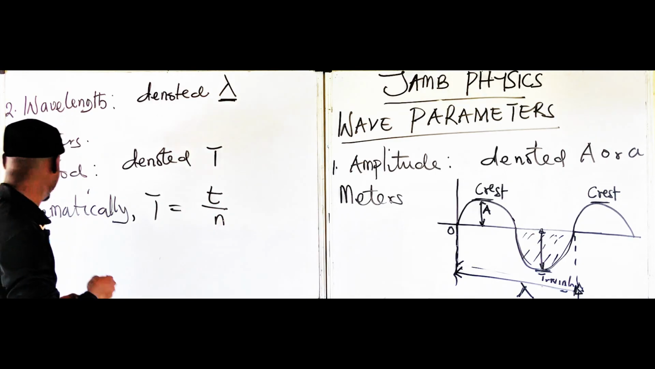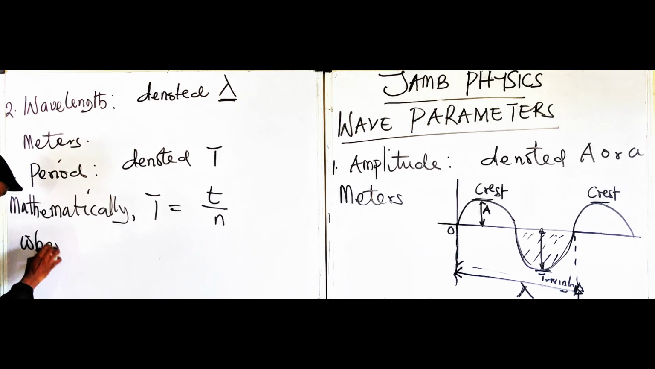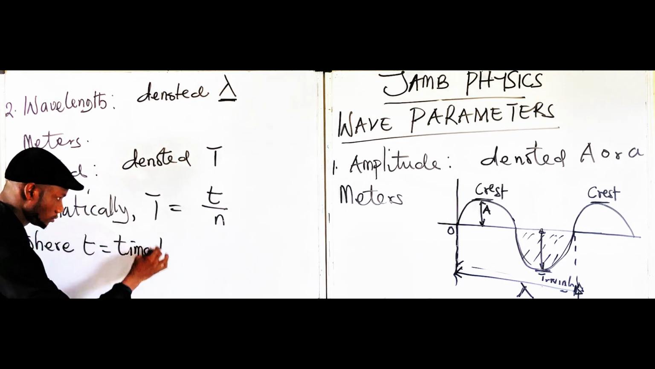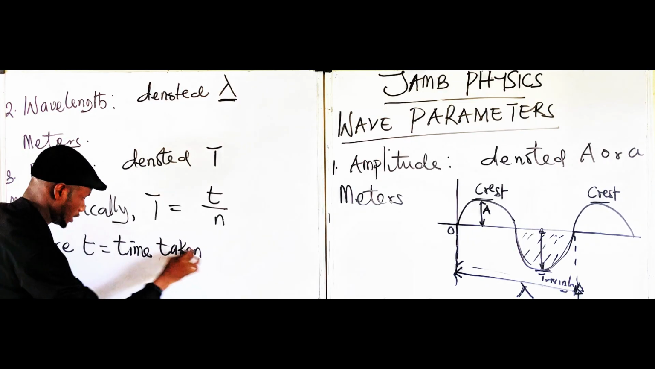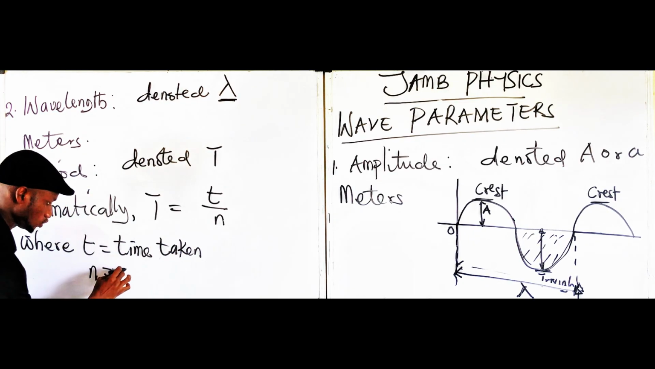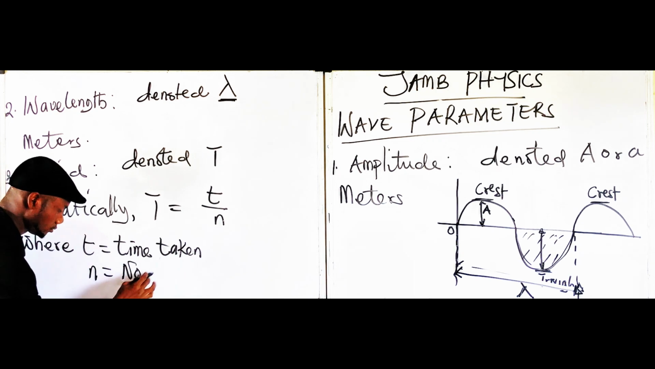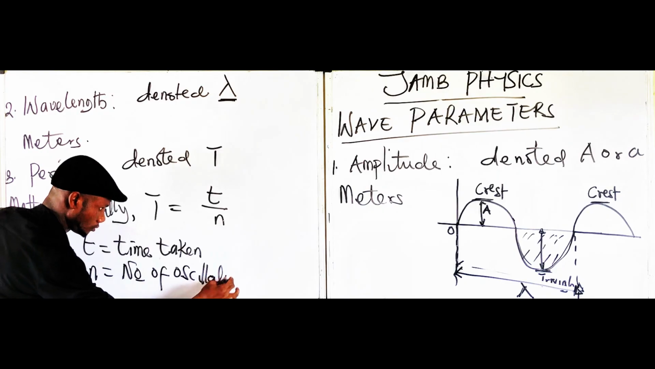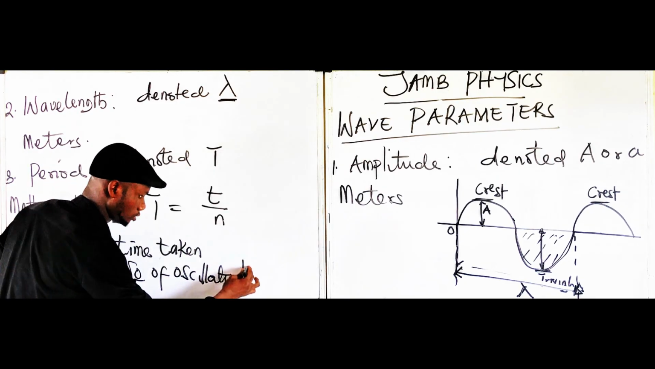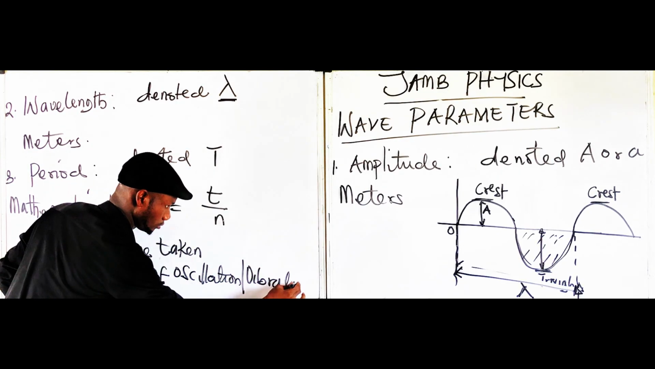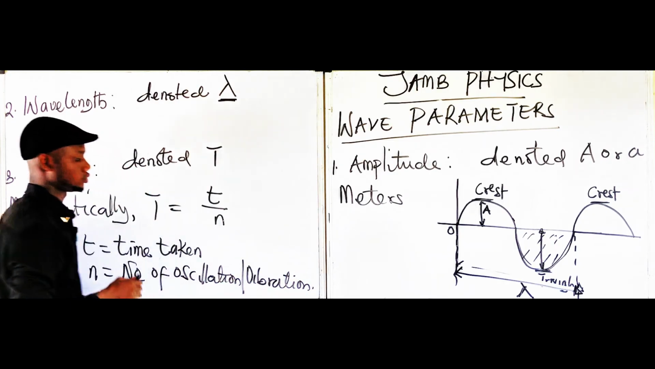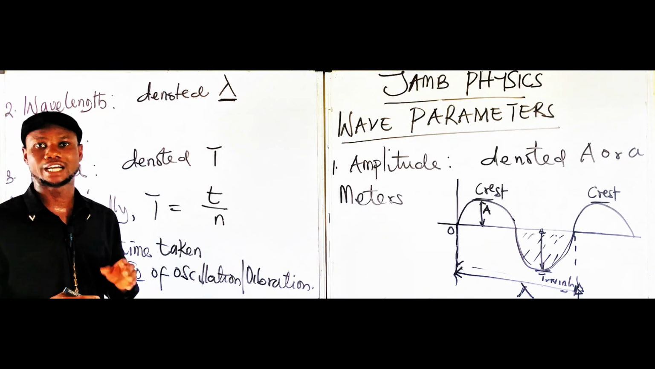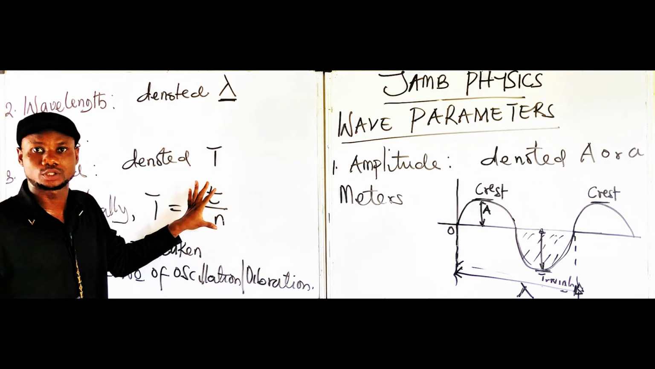Please take note. Where T is equal to time taken, M is equal to number of oscillation or vibration. Please take note. Now, whenever you are given number of oscillation or number of vibration, and you're asked to find period, this is the mathematical expression you have to use.